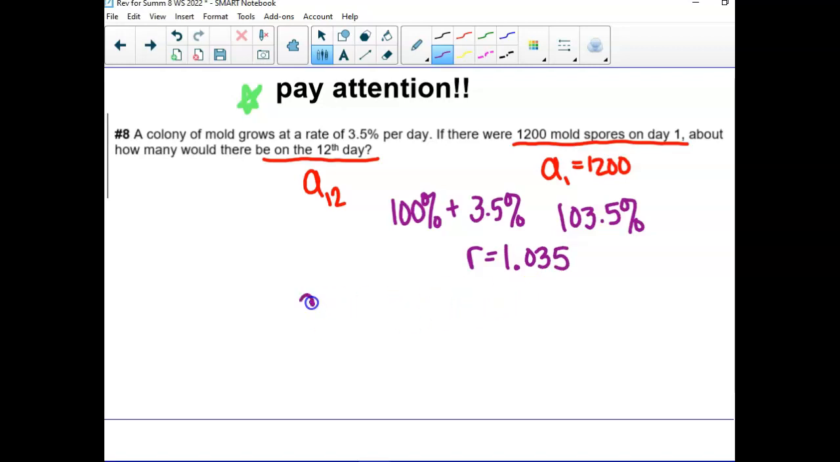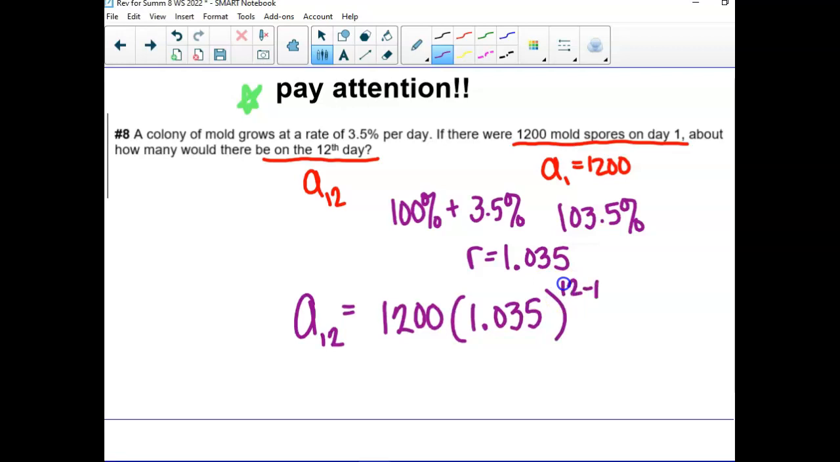And all we want is the 12th term. We don't need a sum formula. So there's 1,200 to start with, and then it's growing by 1.035. And on the 12th day, it would have grown 11 times. So can you type that in?